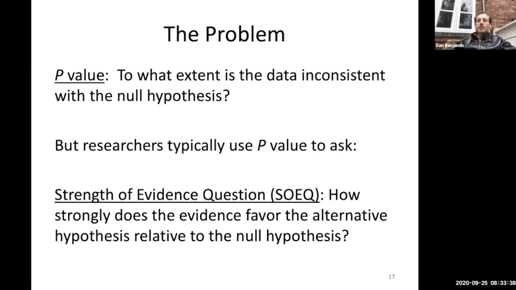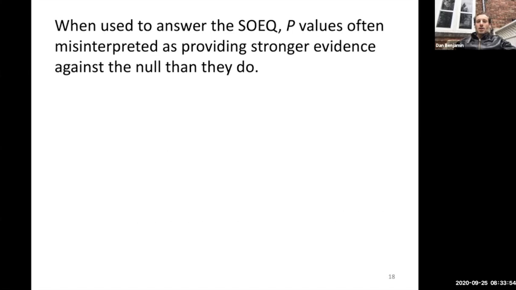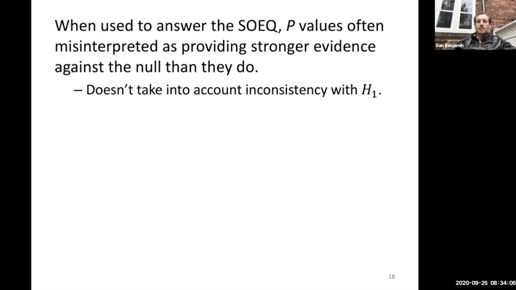We want to know how strongly does the evidence favor the alternative hypothesis relative to the null hypothesis? And the alternative hypothesis doesn't enter into the calculation of the p-value, so it doesn't directly answer the strength of evidence question. But people often try to use p-values to answer the strength of evidence question and often misinterpret the p-value as giving stronger evidence than it actually does.